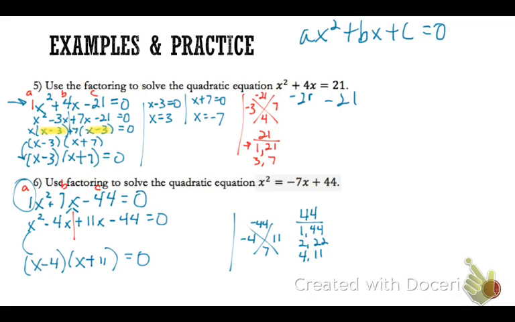Then we want to solve. So we want to set those each equal to 0. So x minus 4 equal to 0, add to both sides, so x equals 4. And then x plus 11, subtract, so x equals negative 11. So those are our two solutions.